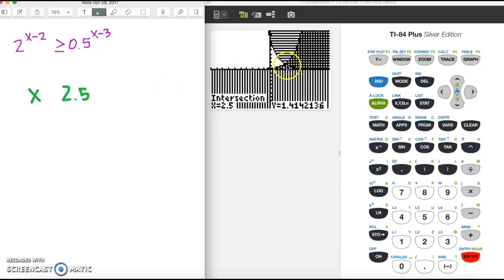Now, it looks like it's shaded above that 2.5. So to write that solution, I should say x is greater than 2.5, and also, it's equal at 2.5. So this would be our solution to this really hard inequality that I would have to do by hand. It's better to do it in the calculator.